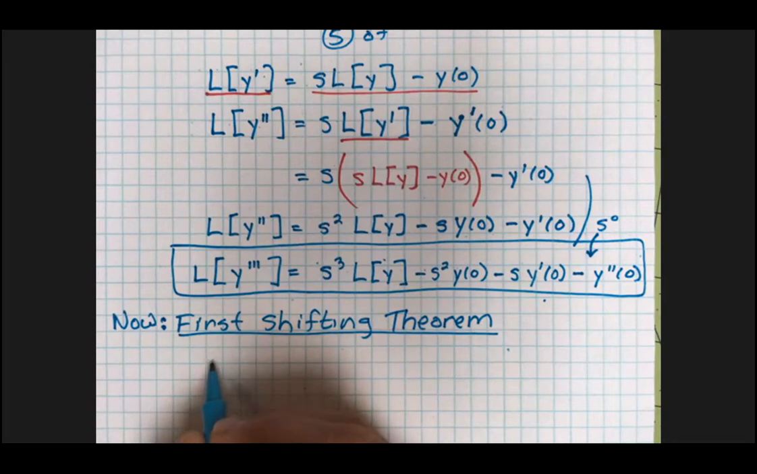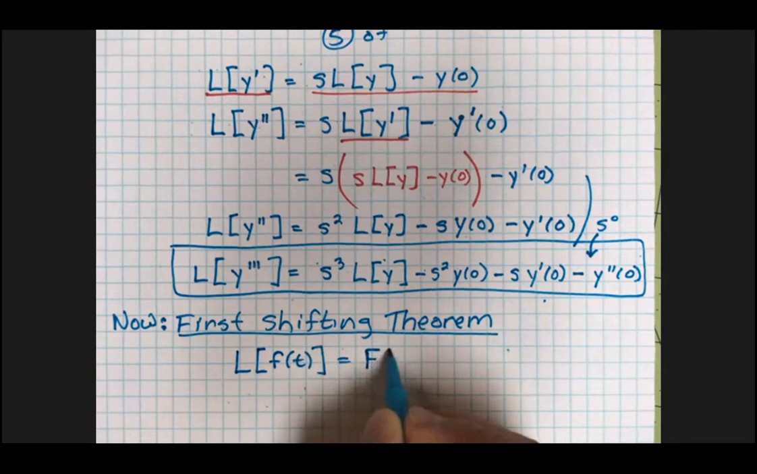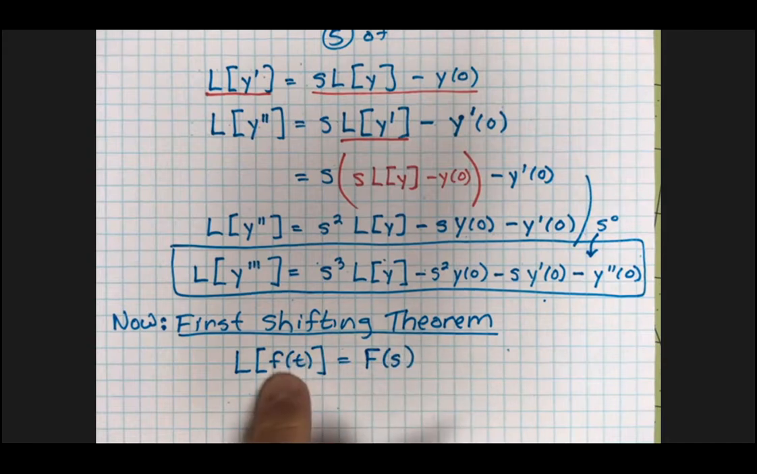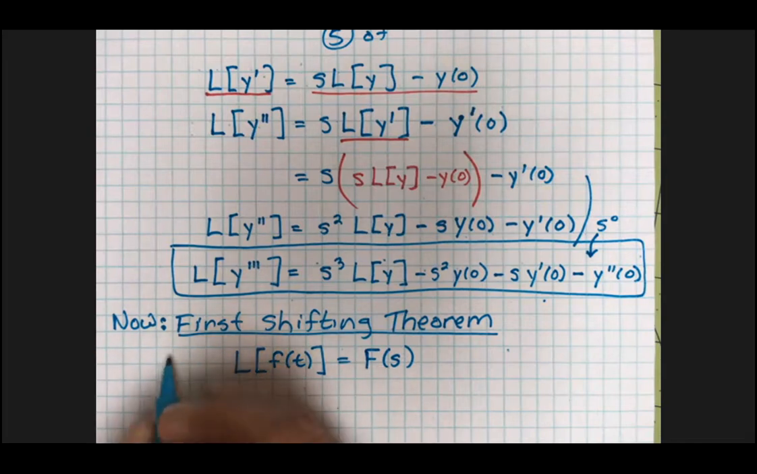Okay, the first shifting theorem says this. Let's say that you know the Laplace transform of some function is this function, F of s. I don't care what this function is, but let's say you know one of these famous functions, like the Laplace transform of t squared is 2 over s cubed. So let's say you know the Laplace transform of this. I'll do that with the word if.